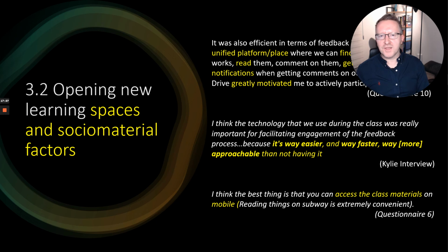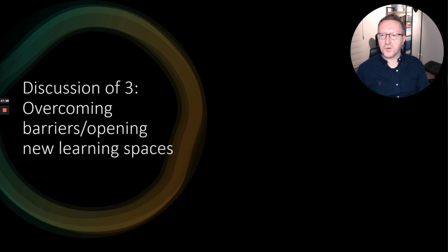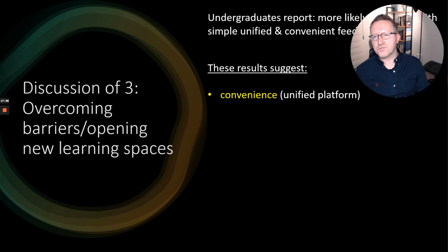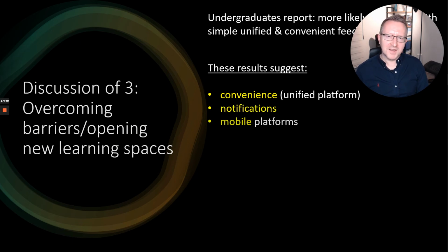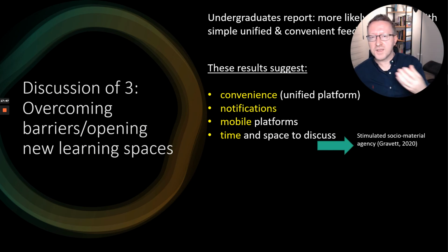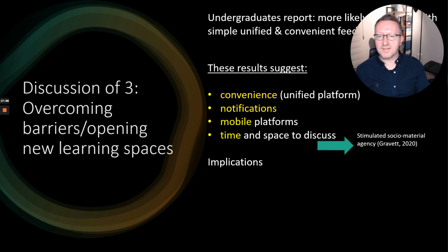And they can do it on the mobile, they can do it on the train, and so on. So we've seen that undergraduates say they're more likely to engage with simple, convenient technologies. And these results show that if it's convenient, they can get notifications, they can use it on mobile, they've got time and space to discuss, then we seem to be getting social material agency and authorial agency, which Nieminen et al. talked about recently. The reference is on the last slide.